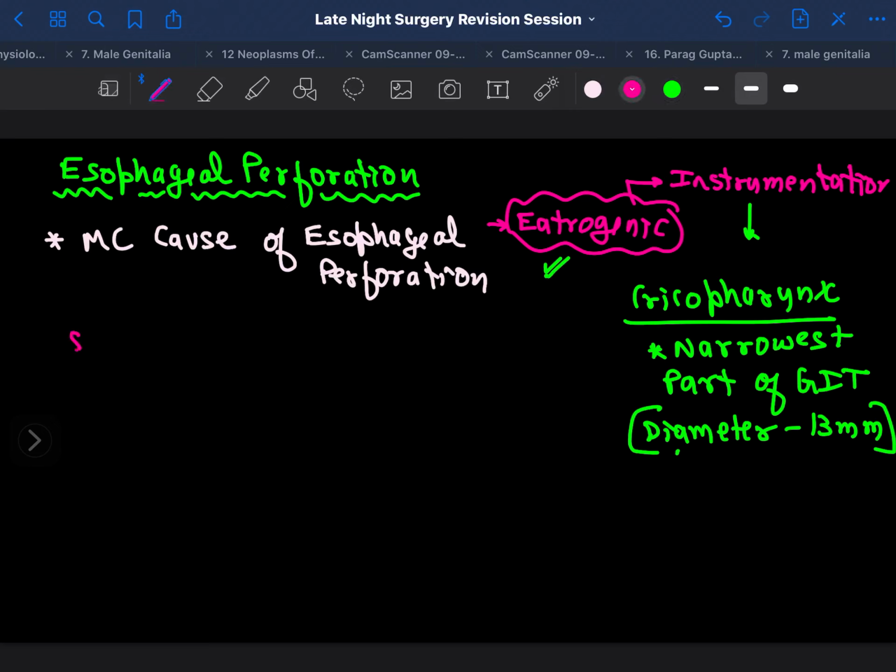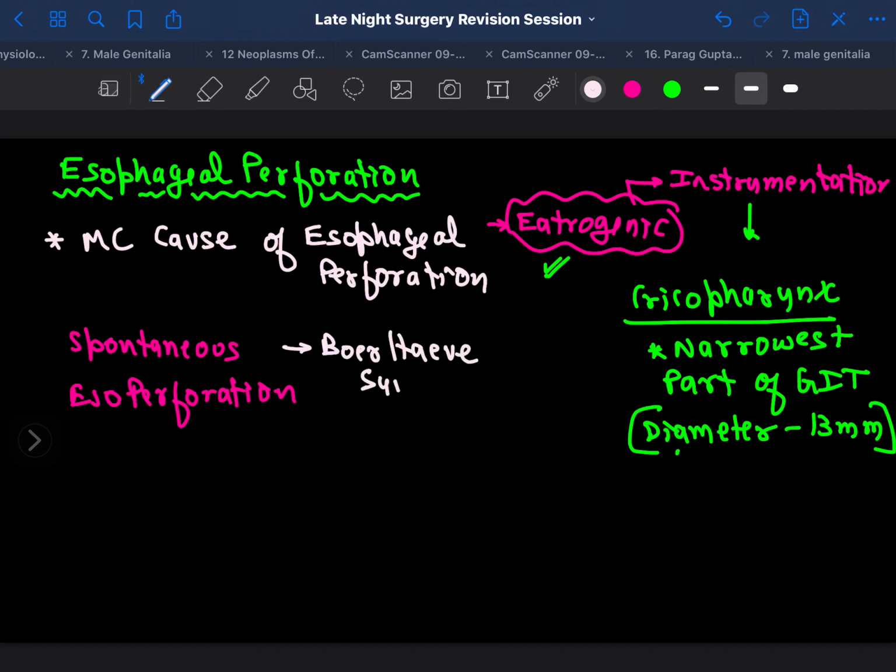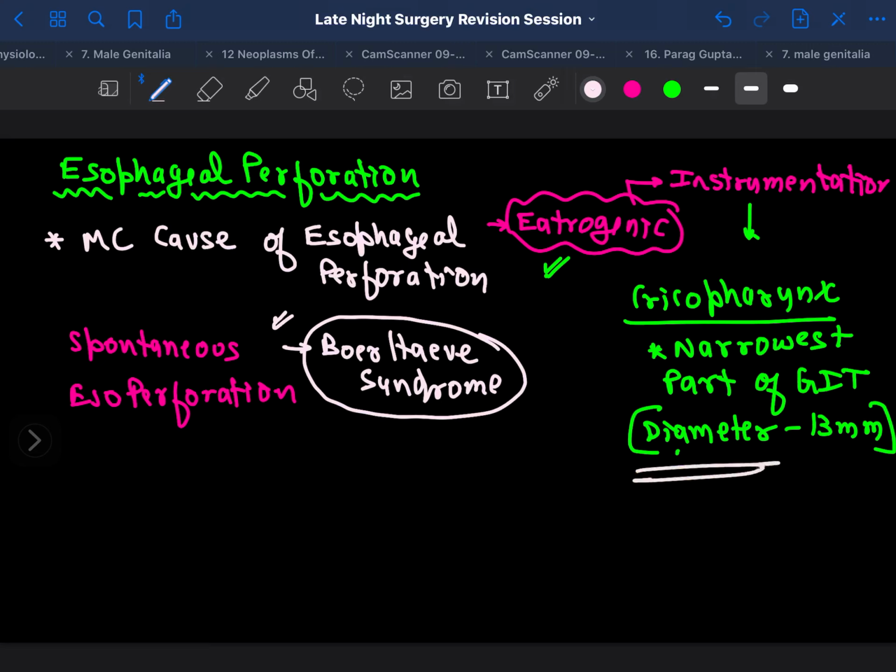What is the other cause of the perforation? There can also be a spontaneous esophageal perforation, and the spontaneous esophageal perforation is called Boerhaave syndrome. Are you understanding my point? Spontaneous esophageal perforation is what is called Boerhaave syndrome. I hope you got this. So this is your iatrogenic and all those stuff.